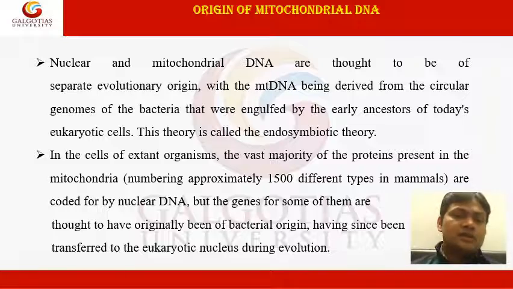In the cells of extant organisms, the vast majority of the proteins present in the mitochondria, almost 1500 different types of protein in mammals, are coded by the nuclear DNA, but the genes for some of them are thought to have originally been of bacterial origin. That's why we assume that it evolved from the bacteria, with the genes since being transferred to the eukaryotic nucleus during evolution.